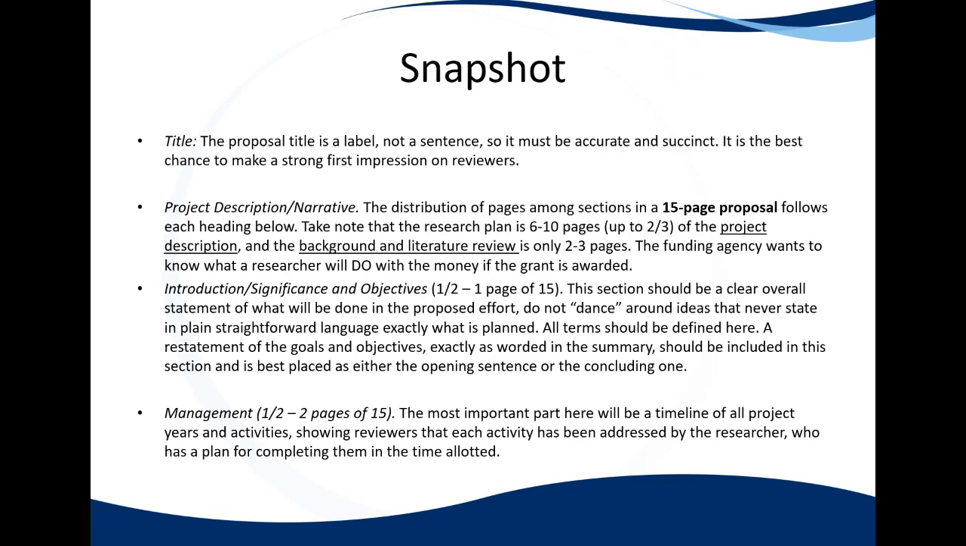Take note that the research plan is between 6 to 10 pages of the project description, and then the background and literature review is only 2 to 3 pages. And as we say here, the funding agency wants to know what you, as the researcher, are going to do with their money. So it's not about what literature says, what others have done.